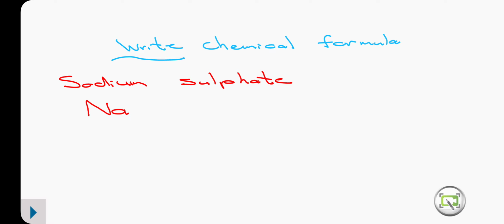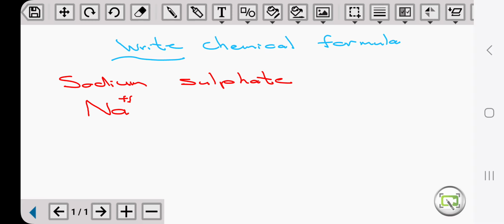Because sodium is in group 1, it means it will have a positive valency because it is a metal. Metals are on the left-hand side of the periodic table, and group 1 will definitely be a metal. And because it is in group 1, it will be positive 1. So this is the valency for sodium, positive 1, and the ion is Na+1.